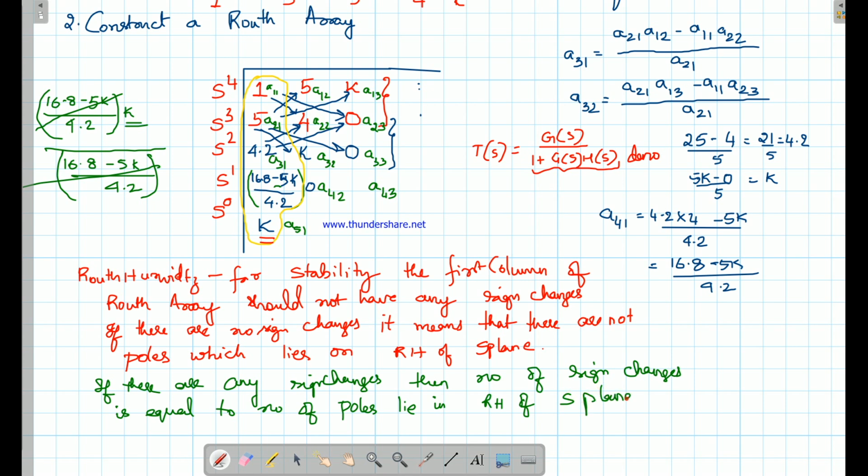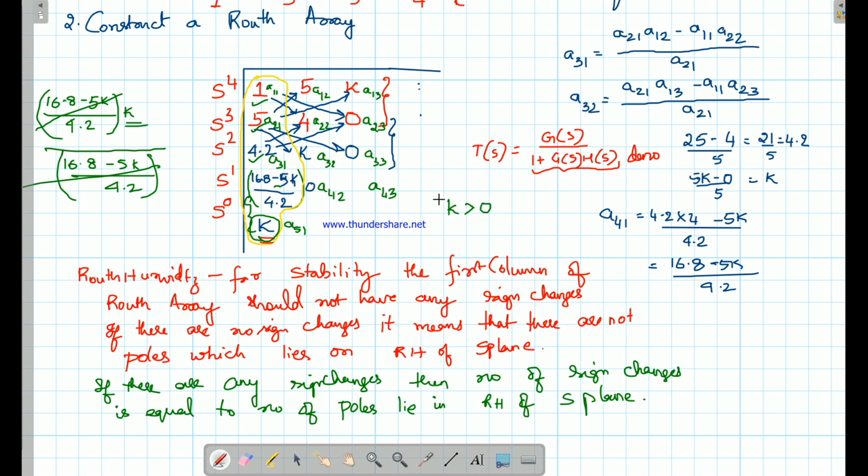Here we are not able to find the sign change because of the k term, but we need to check the range of k such that both values containing k remain positive. Because 1 is positive, 5 is positive, and 4.2 is positive, we need to find the conditions for these two elements to be positive. That is only possible with a certain range of k. The first condition, for the last element: k needs to be positive, so the value of k should be greater than 0.